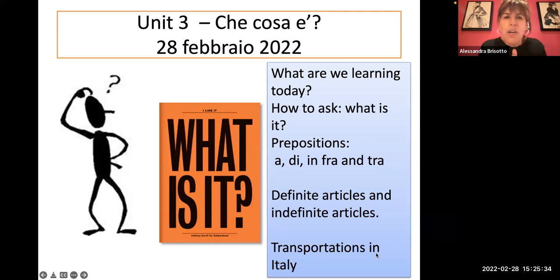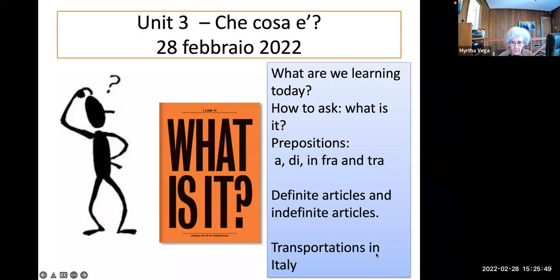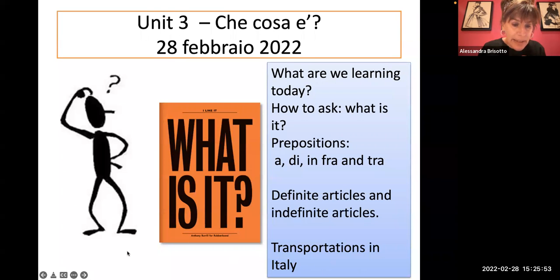Anyway, so we are studying Unit 3. What are we learning today? How to ask what is it? The prepositions a, di, in, fra, and tra, and the definite articles and indefinite articles, and transportation in Italy.